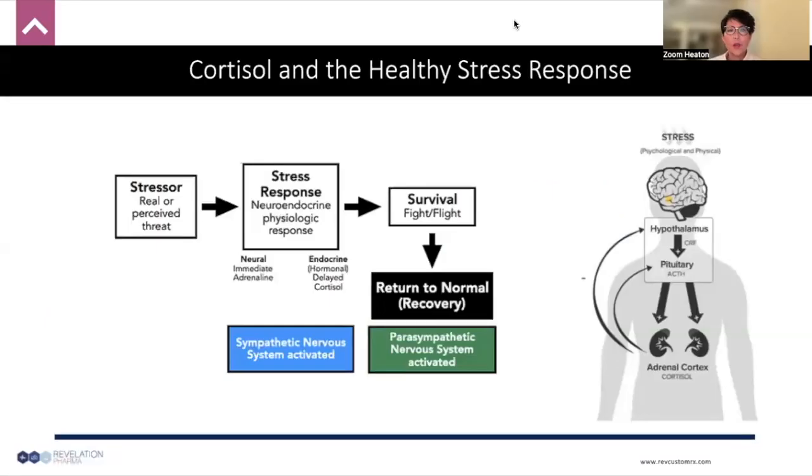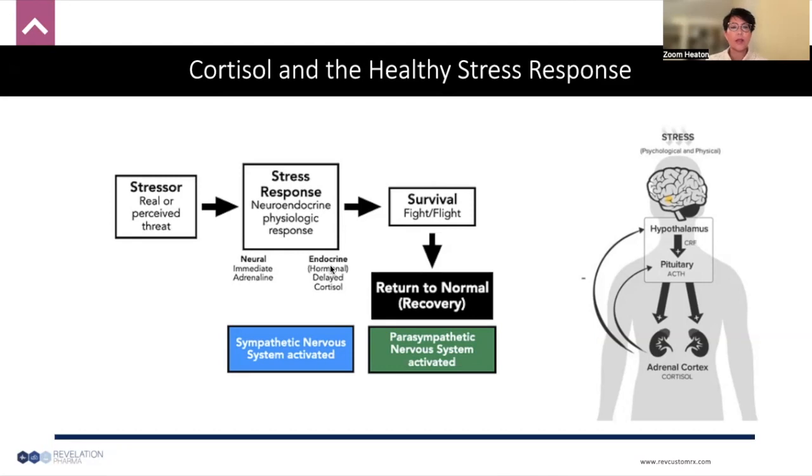Okay, so let's go over cortisol and the healthy stress response. When we're stressed, whether it's a real or perceived threat, the hypothalamus, which is part of the HPA axis here, sets off a hormone cascade to get the body ready to respond to the threat via the sympathetic nervous system. And as a part of this response, the adrenal medulla pretty much pumps out epinephrine and norepinephrine for immediate energy. And cortisol is made about 10 minutes later.